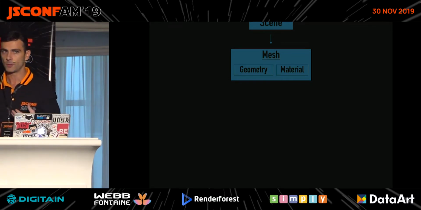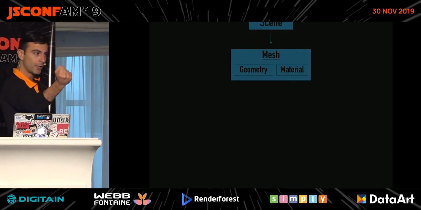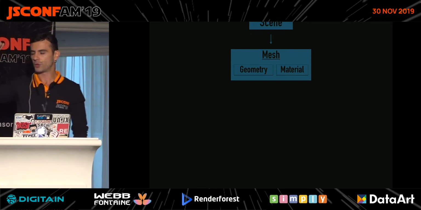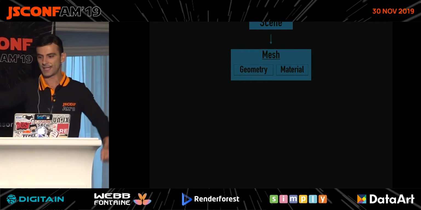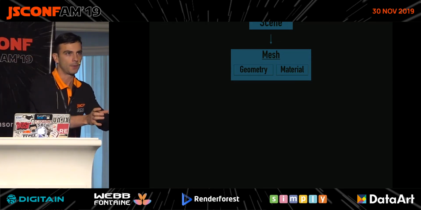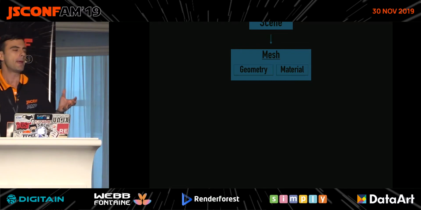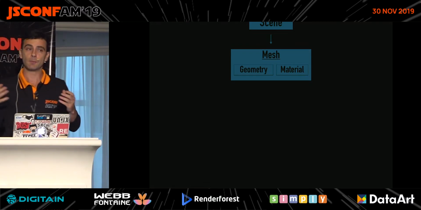Now, what is a mesh? A mesh is the thing that you use to describe the stuff, the actual objects that you're going to see in your scene. Every person, every tree, every house, everything that you're going to have, every kettle, every cup in your scene, all of those are meshes. But what is a mesh? Well, actually, a mesh is composed of two things. It's a geometry, and it's a material.